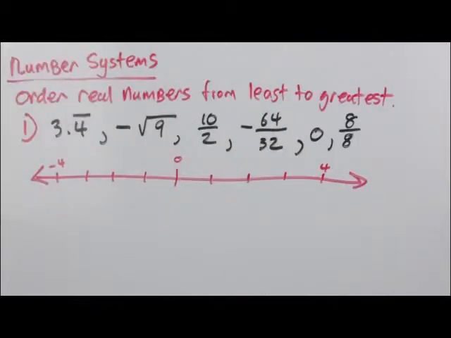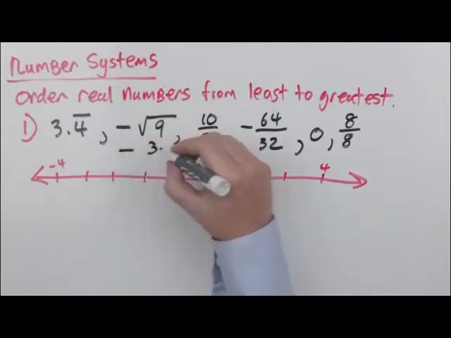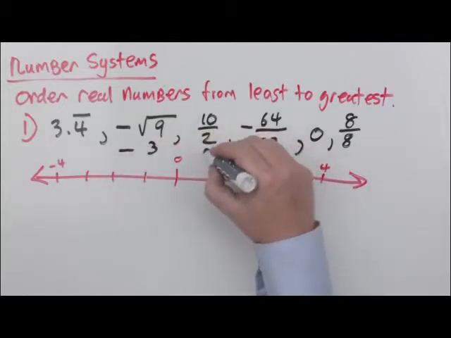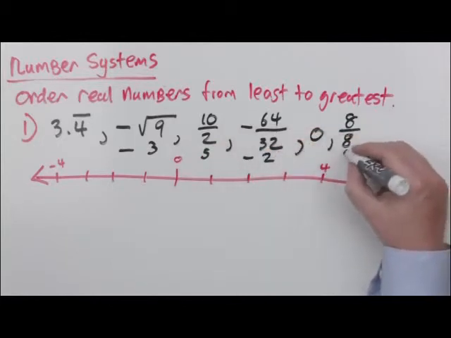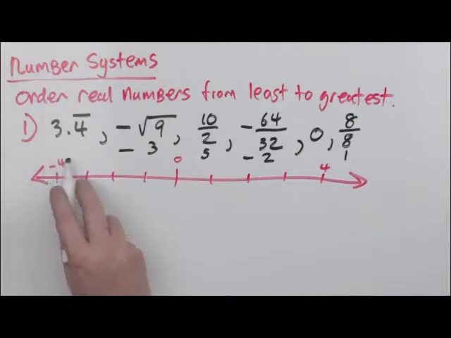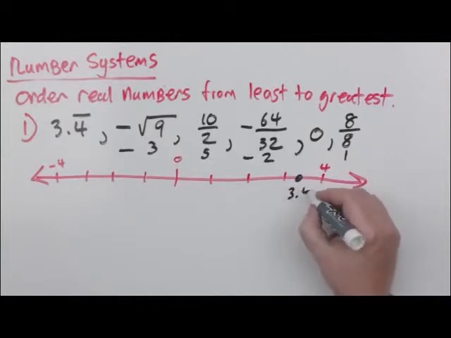Okay, let's look at some numbers on a number line. We're going to graph them from least to greatest, or order them, but I'm going to graph them first. Let's see the square root of 25. That would be 5, just making it easier for myself. That'd be -2, and that would be 1. So let's graph 3.4 repeating. It's a little bit past 3. So 3.4 repeating is right there.